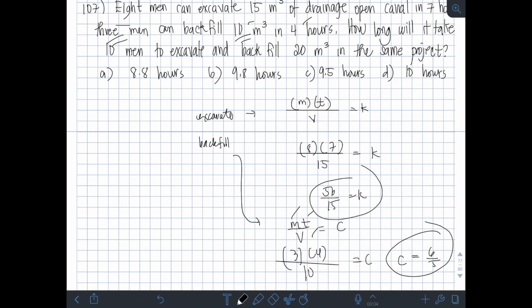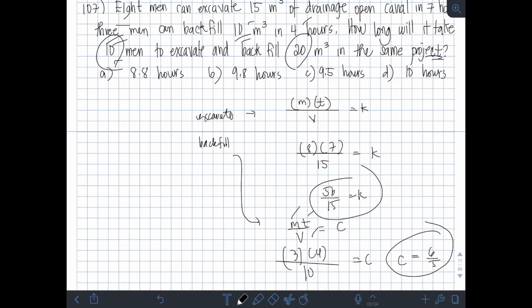So, ngayon, ang tanong is, how long will it take 10 men to excavate and backfill 20 cubic meter in the same project? So, using this constant of proportionality, hanapin natin yung time wherein different number of men yung gagamitin natin at yung volume, which is 10 tsaka 20. So, kung ano yung time natin sa excavate tsaka ano yung time natin sa backfill, i-add lang natin, then yun yung required time sa problem.